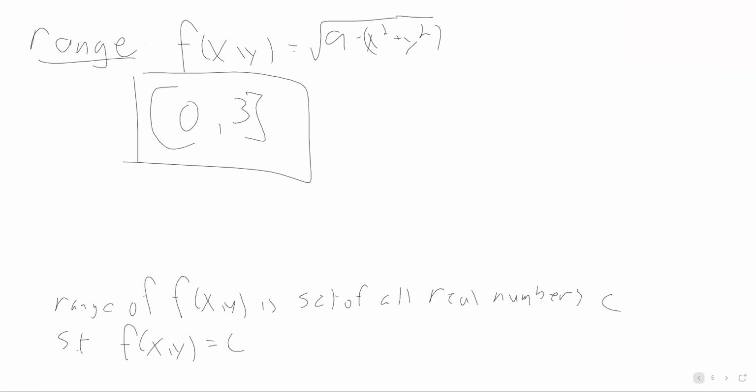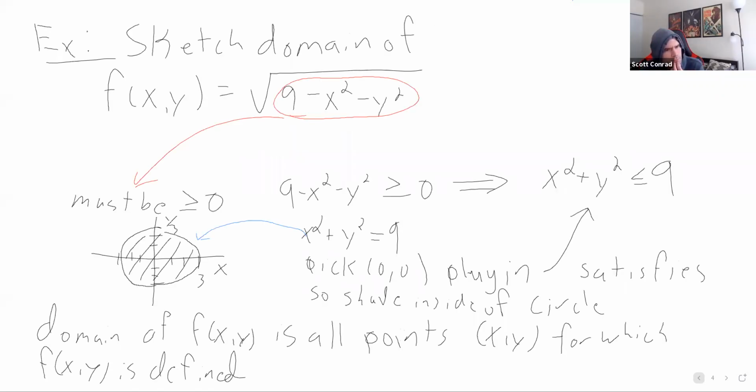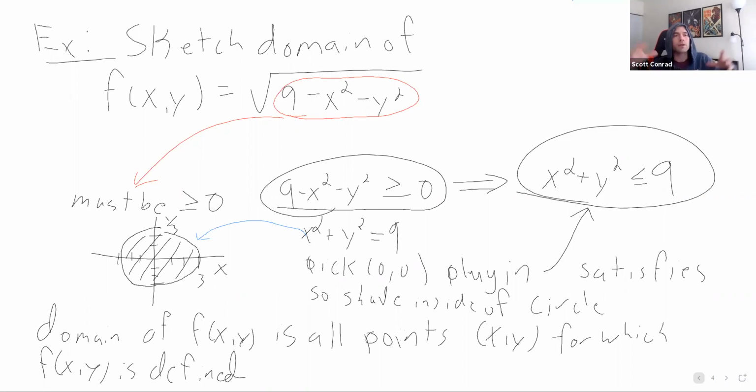In the graph, it was like 3 to negative 3. Why is the range 0 to 3? So this is the sketch of the domain, right? The domain is the set of points we can put in. We're inputting a point x, y in the plane. The domain is just the set of all points you can plug into your function where your function is defined. Our function is square root of 9 minus x squared minus y squared, so it's a square root of something. The thing inside the square root has to be greater than or equal to 0. So we get that x squared plus y squared has to be less than or equal to 9. And that set of points is given by this graph here.